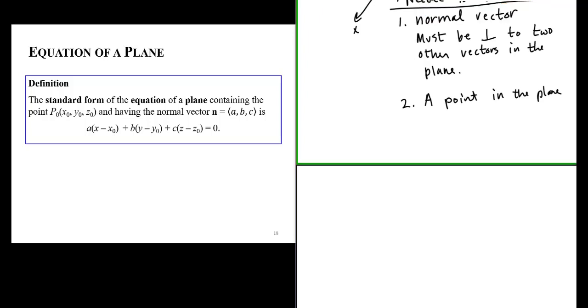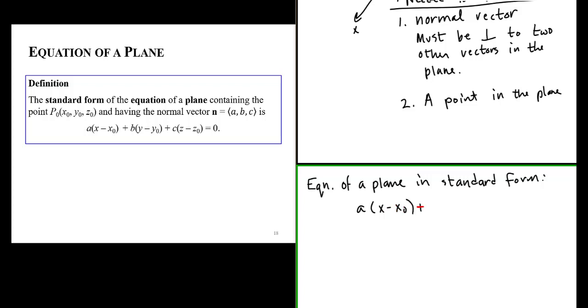Let's write that over here. So the equation of a plane in standard form is given as a, the x component of our normal vector, times the difference between the x coordinates of 2 points, plus b, the y component of our normal vector, times the difference between the y coordinates of 2 points in the plane, plus c, the z component of our normal vector, times the difference in the z coordinates of our points in the plane, and this must sum to 0.